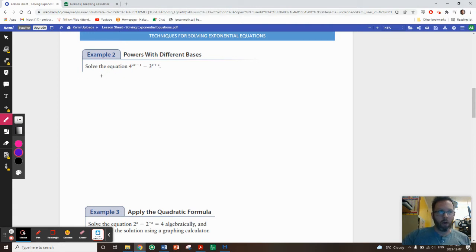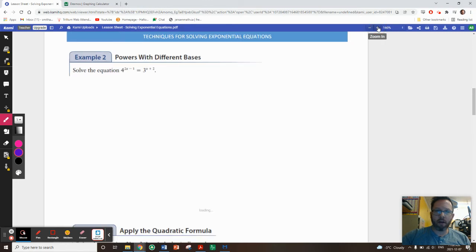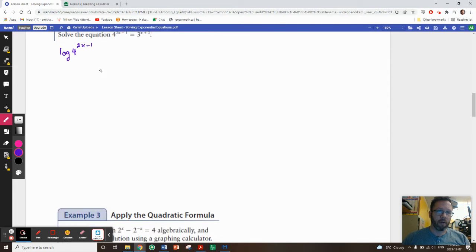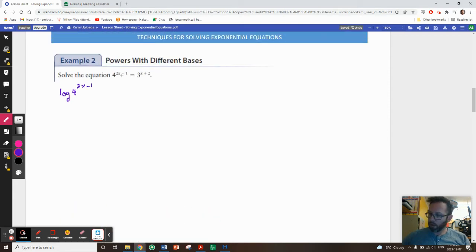But we can use the technique from the previous example. We can use that power law of logarithms that we discovered last unit. We can solve this equation by taking the logarithm of each side. So that will be our starting point. We're going to take the log of each side. I might zoom in the tiniest bit here. Looks good. All right. So we'll do the log of 4 to the power of 2x minus 1 equals the log of 3 to the power of x plus 2.